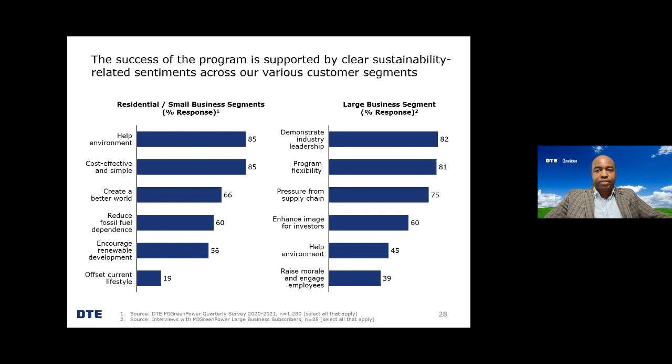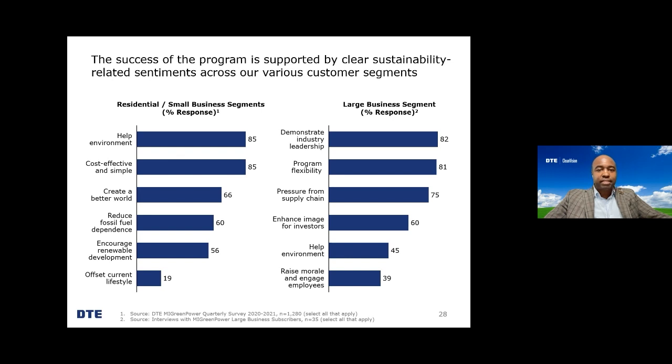For our large business customers, My Green Power is easy, it's flexible, and a simple way for these large businesses to demonstrate industry leadership and be recognized by their peer group, employees, investors, and other stakeholders alike. And so across these various sectors, whether it's the residential and small medium business space where customers want to impact the environment, address their needs for the environment in a cost-effective and simple way, and then ultimately just create a better world.